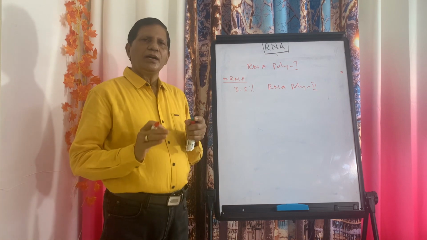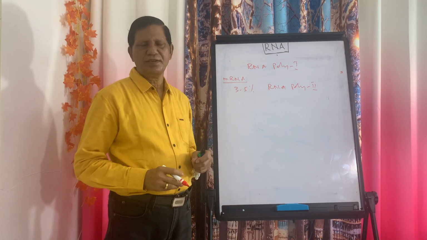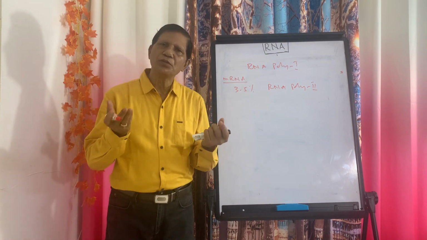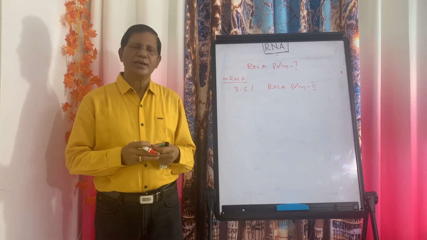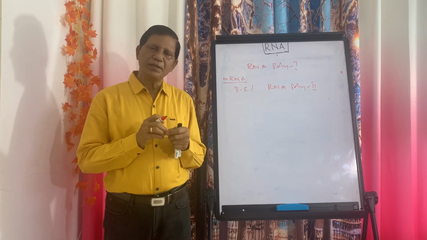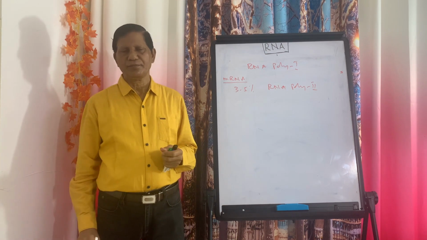Now, the mRNA lifespan is very short. In case of prokaryotes, it is only 2 minutes. And in eukaryotes, it is only 4 hours. That is why it has to complete its work within time.